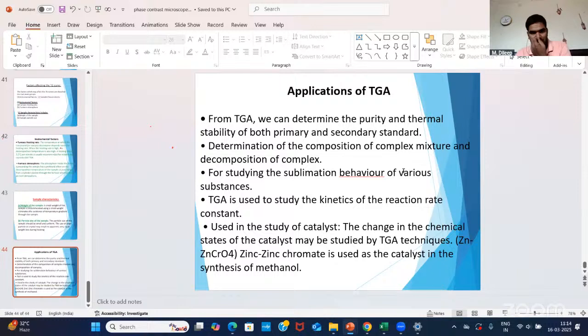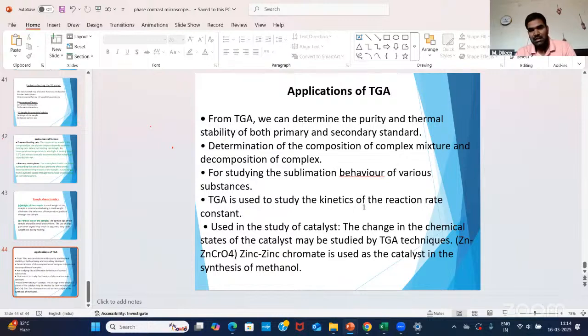Applications of TG. Let us see what the applications of thermogravimetric analysis are. From TGA, we can determine the purity and thermal stability of both primary and secondary standards. We can also find the decomposition of complex mixtures, and study the sublimation behavior of various substances.